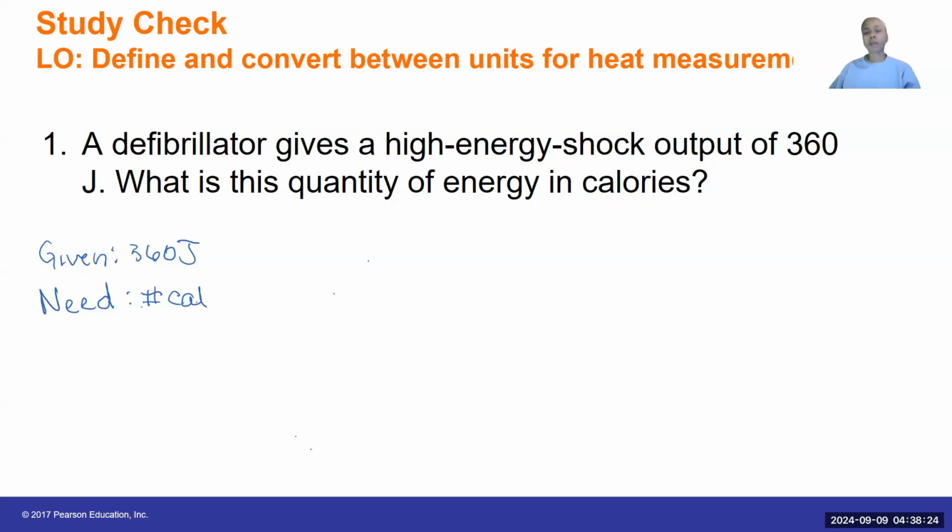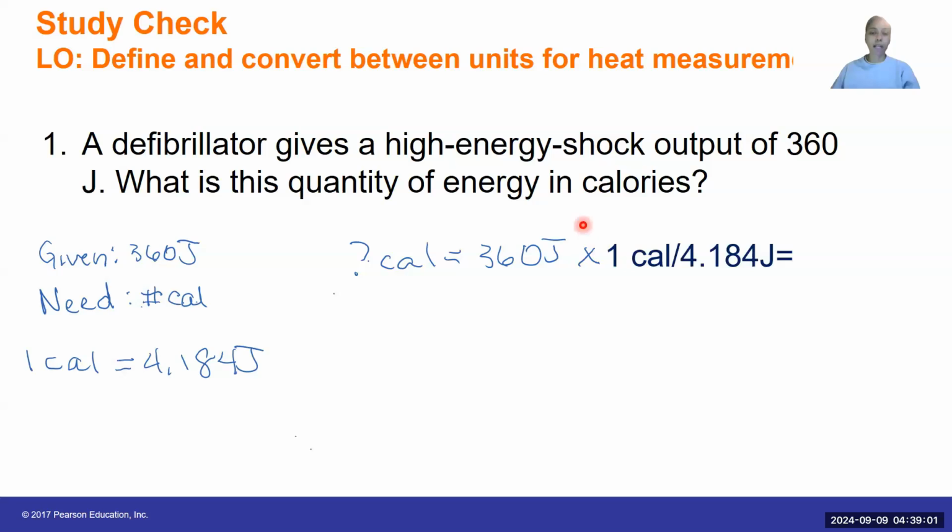Remember, in order to solve every problem, we have to figure out what conversion we need to get from one to the next. Since we're going from joules to calories, we're going to use 1 calorie is equal to 4.184 joules. You always start any calculation with the given amount, which is 360 joules times the conversion factor. When we set up our conversion, what's going to be on top? Is it going to be the joules on top or the calories on top? Remember, we need calories. So we're going to set up our conversion so that our joules are on the bottom. So our joules cancel out and we're left with calories.